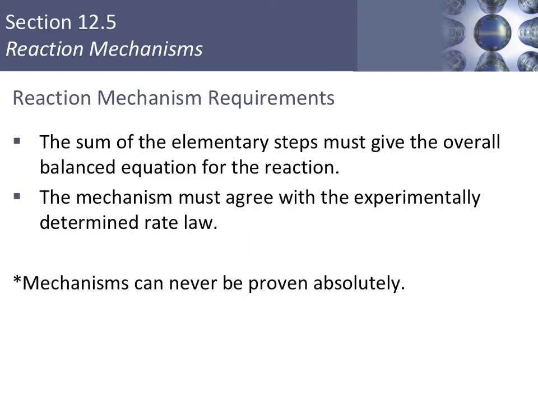So if we are evaluating a reaction mechanism, it has to meet these two requirements. We have to have the sum of the elementary steps equal to the overall balanced chemical equation for the reaction, and the mechanism has to agree with the experimentally determined rate law. So that rate determining step, its rate law, has to match the overall rate law for the chemical reaction. Remember again, mechanisms can never be proven, but if they meet these two criteria, we can say that it is a plausible mechanism.